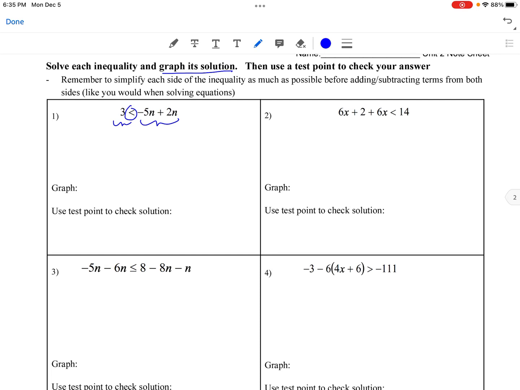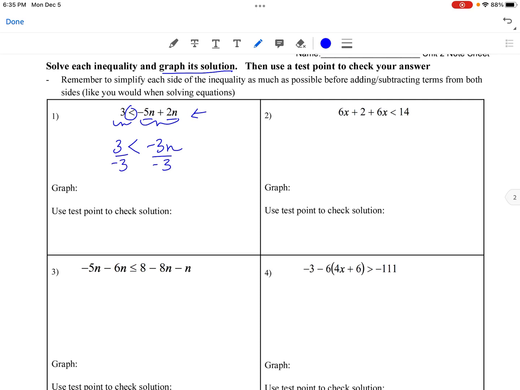So, just like when we solve equations, we are going to simplify both sides of the equation before we do anything. This side is as simple as it gets. And then we ask ourselves, can I combine any like terms here? Yes, I can. Those are like terms. -5n plus 2n is -3n. Just like in solving an equation, now we have to get the variable by itself. So we're going to divide both sides by -3.